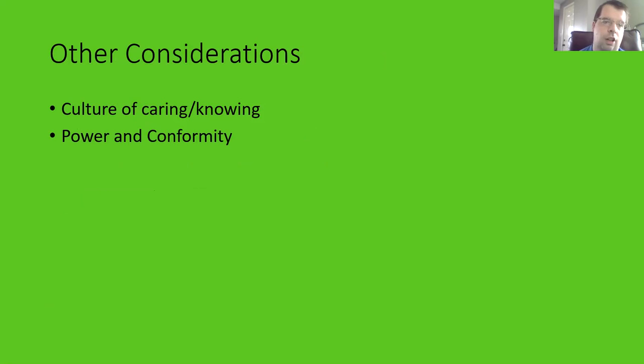Other considerations, culture of caring and knowing. This relates directly to our posture of loving and sharing, but it's a cultural reality within Indiana Wesleyan National and Global that we want to not only work well with our coworkers, but to also know them and have a personal relationship.